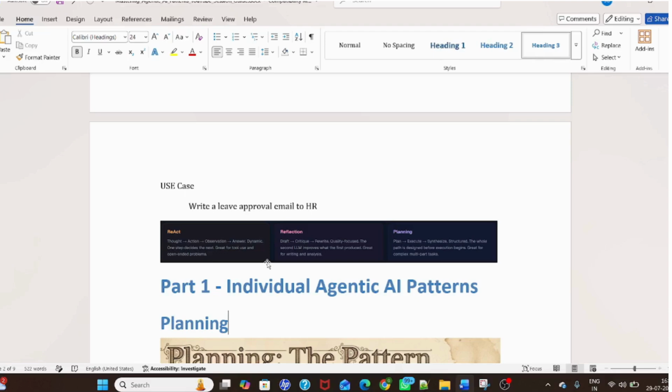Planning means you make the plan, just like the SDLC, right? We do the planning, then we do the designing. Similarly, plan, execute, and summarize. It's normal. So reflection and ReAct are nothing new. It is already happening in our day-to-day life.